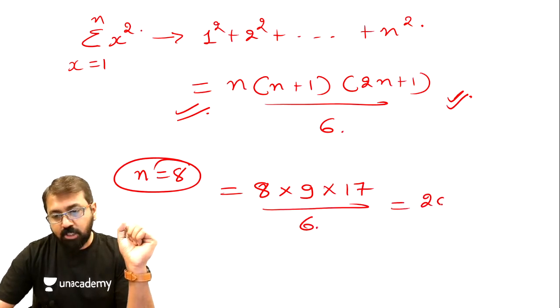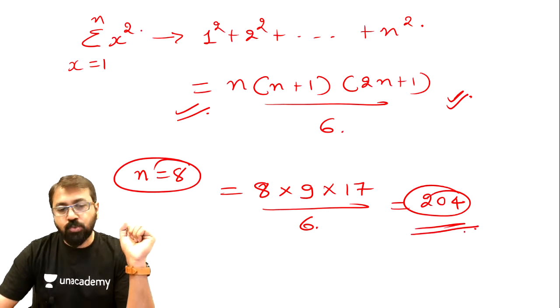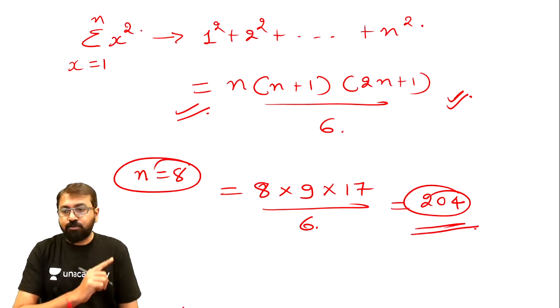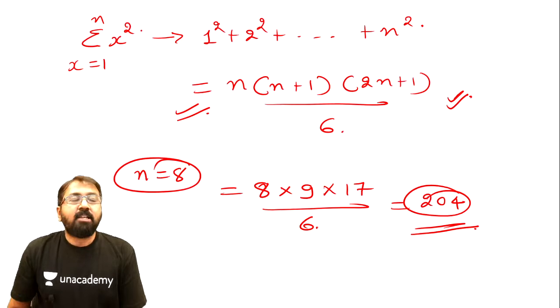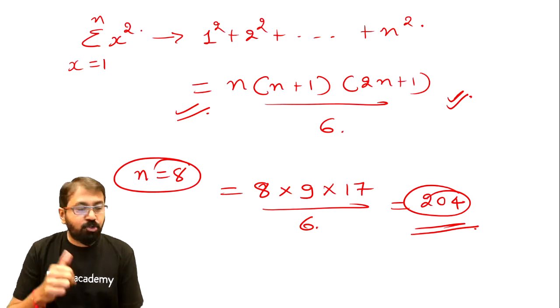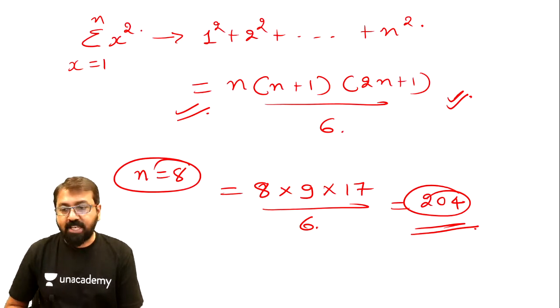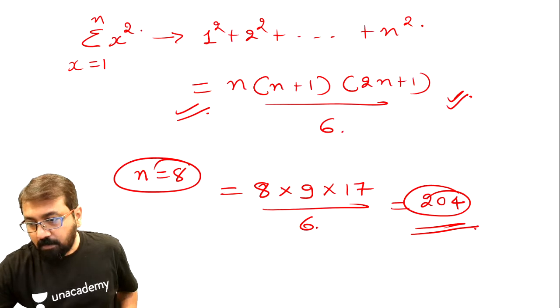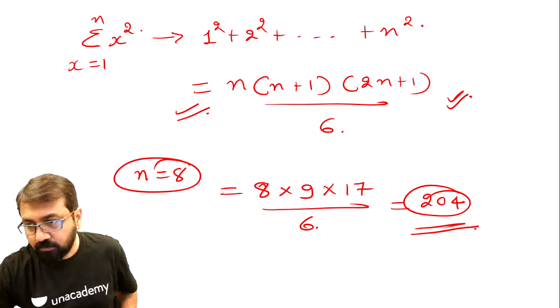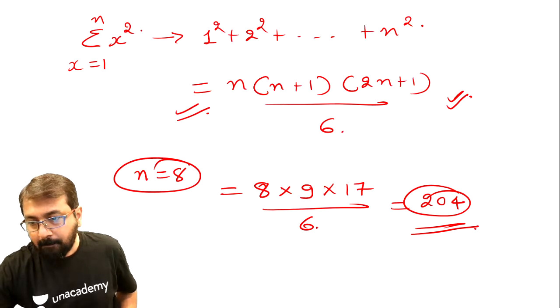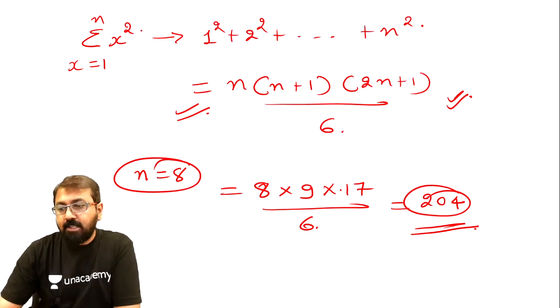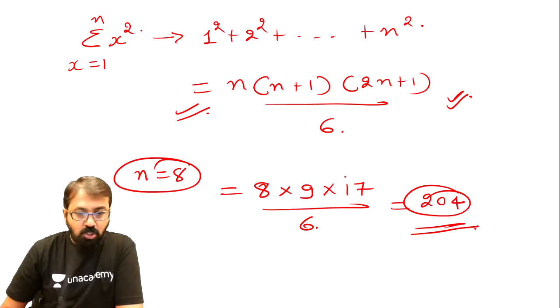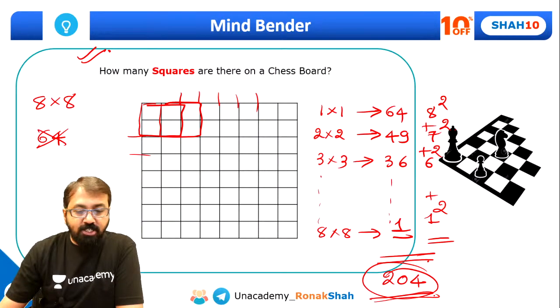So this is nothing but 204, and that's why we have a total of 204 squares. Is that clear, everyone? Come on, show me a thumbs up quickly so that we can go ahead with the next question, next part. Yes, great. Chalo. So guys, the answer for this one is 204.